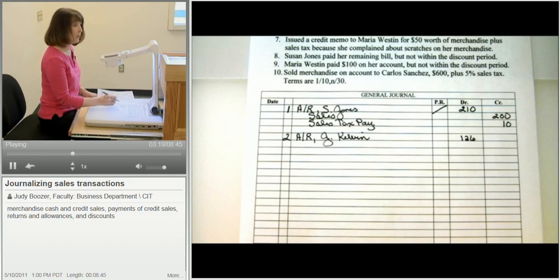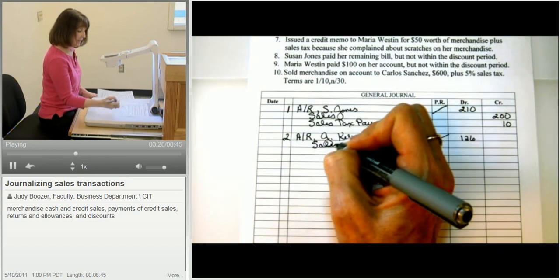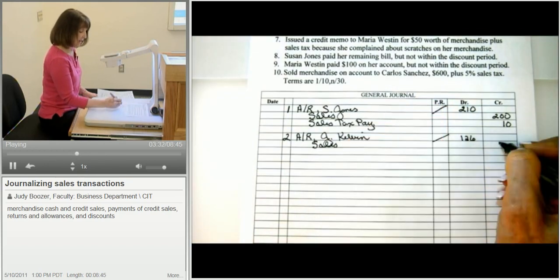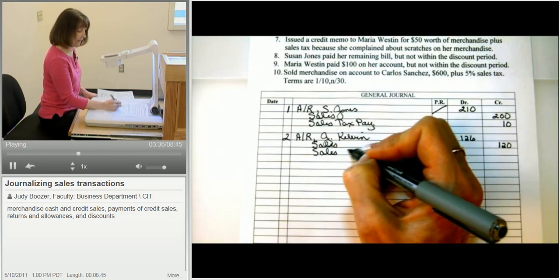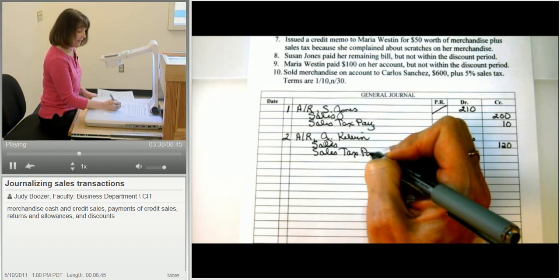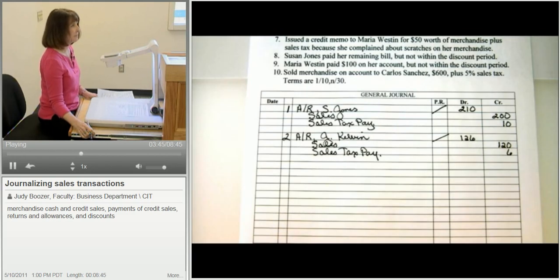So therefore, what are my credits going to be for this one? The same as the first one. Sales of $120 and sales tax payable of $6. Doing fine.